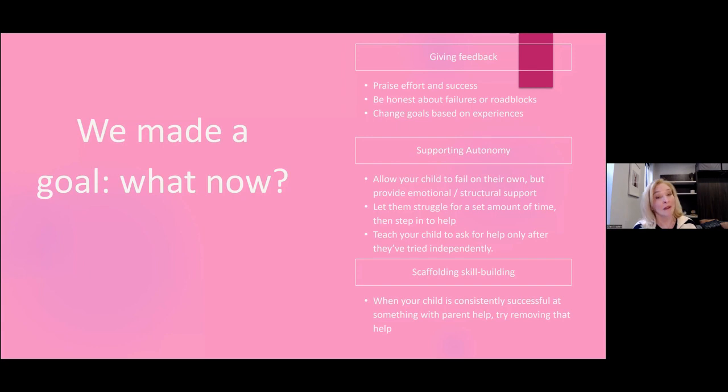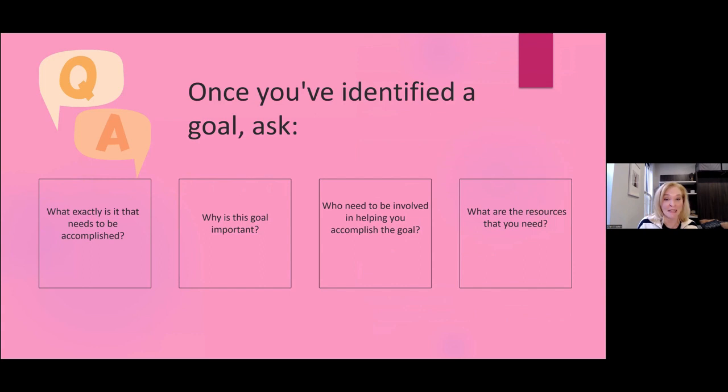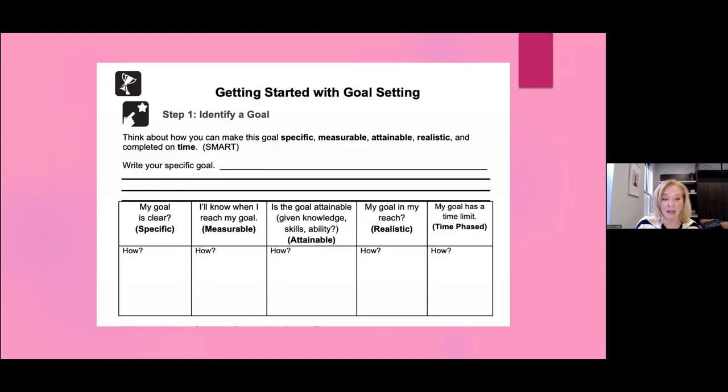letting a child struggle for a while, but not too long, teaching how to ask for help, knowing even in the goal setting process what it is that needed to be involved in accomplishing the goal. So once you've identified a goal, what is it that needs to be accomplished? Why is it important? Who needs to be involved? And what are the resources that you need?